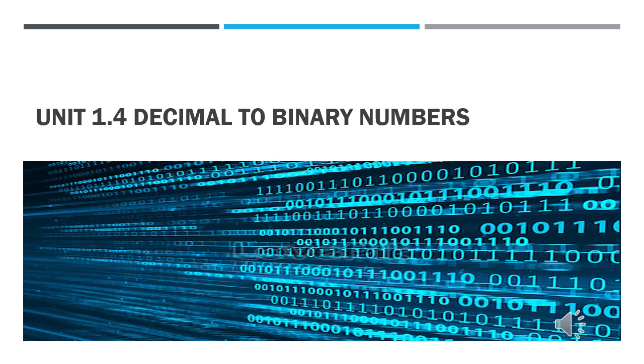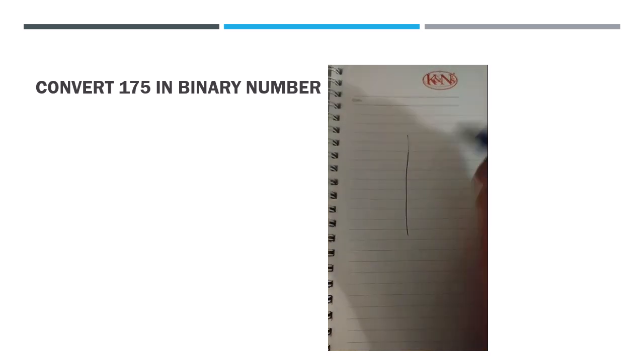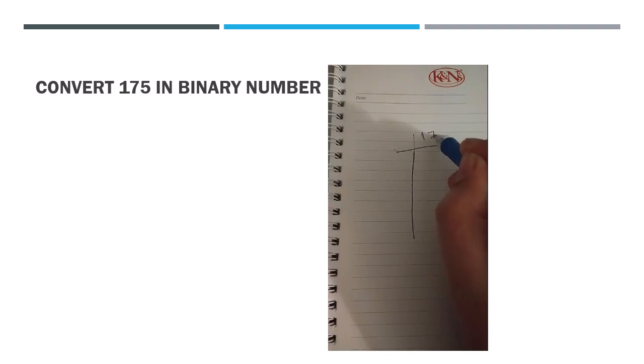Starting unit 1.4, we have to convert decimal numbers into the binary number system. In the previous lecture, we converted binary numbers into the decimal number system and learned how to add binary numbers. Now in this lecture, we are going to learn with a working example how a decimal number is converted into a binary number. This is how we are going to take the LCM to convert the decimal number into a binary number.